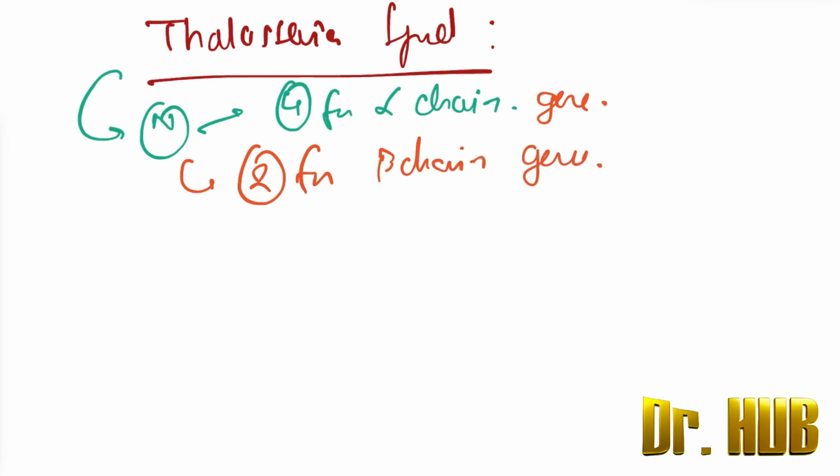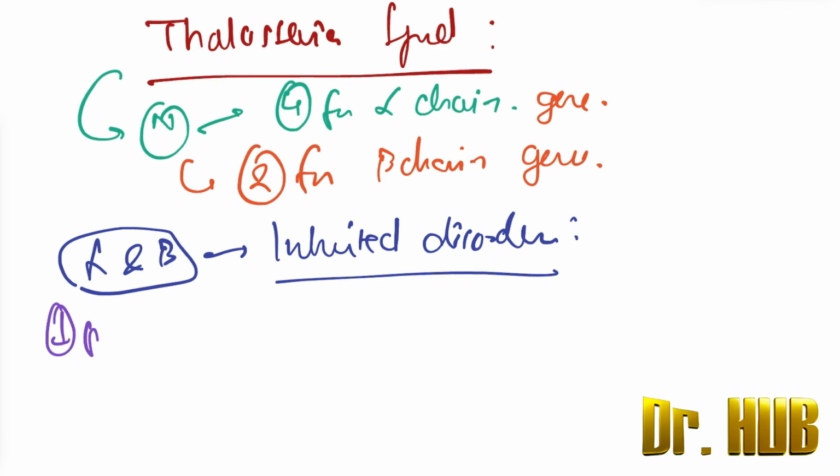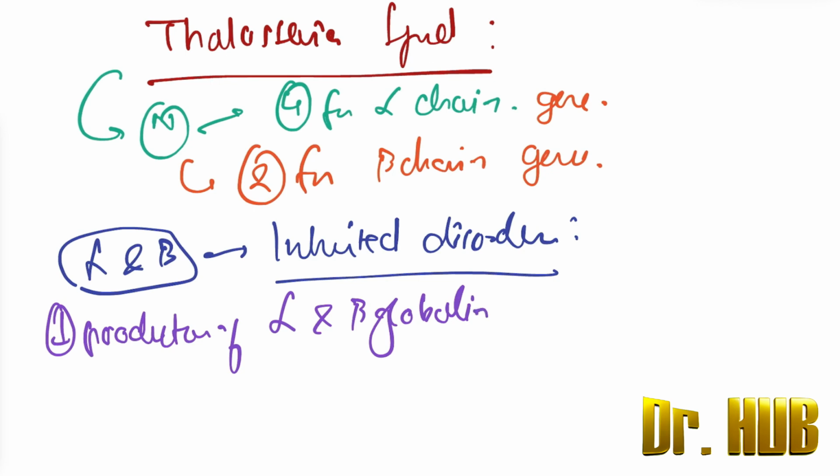So the alpha and the beta thalassemias are inherited disorders, in which there is a reduced production of the alpha globin and the beta globin chains.